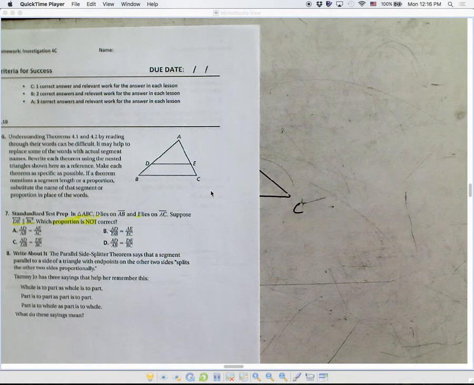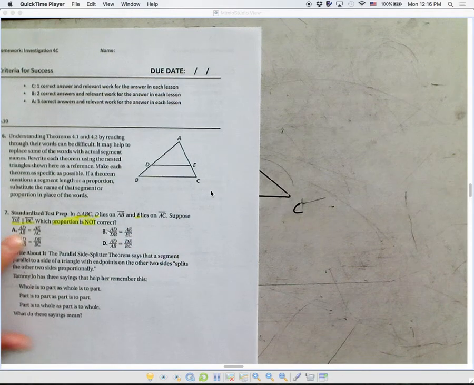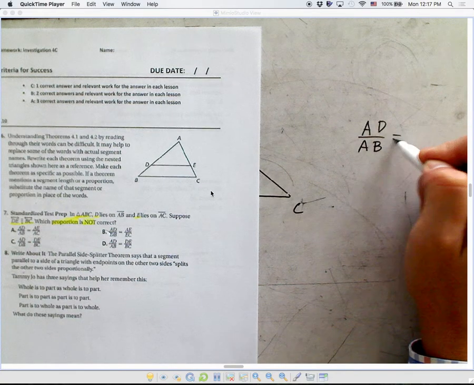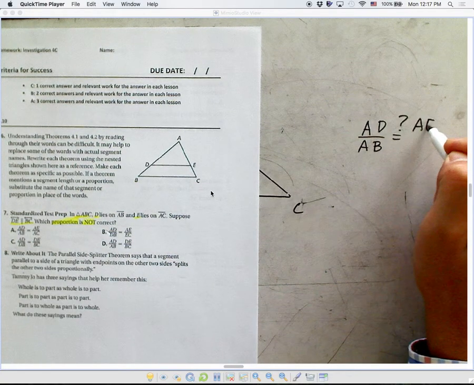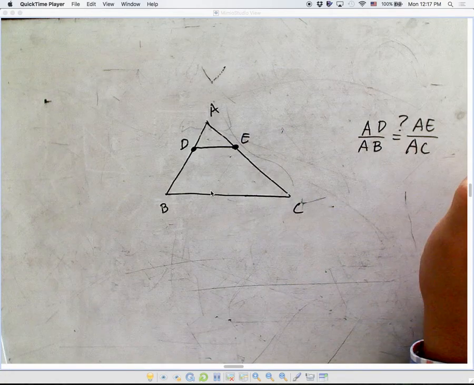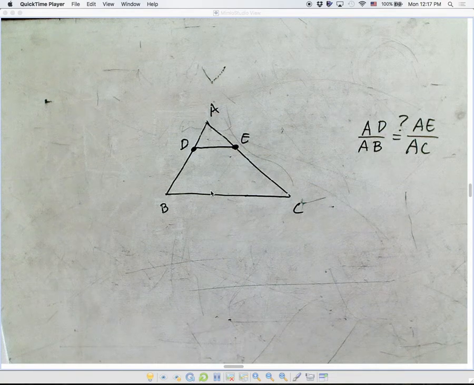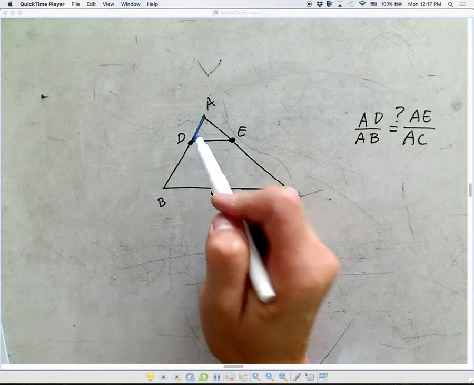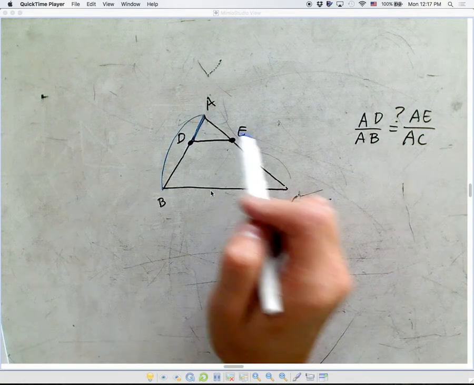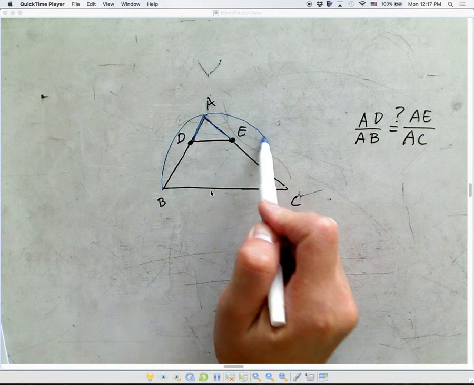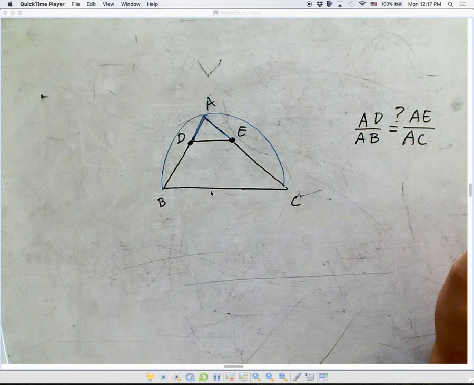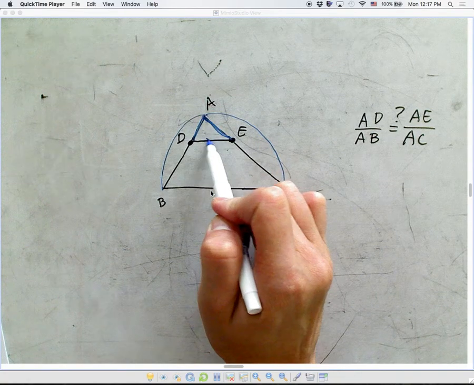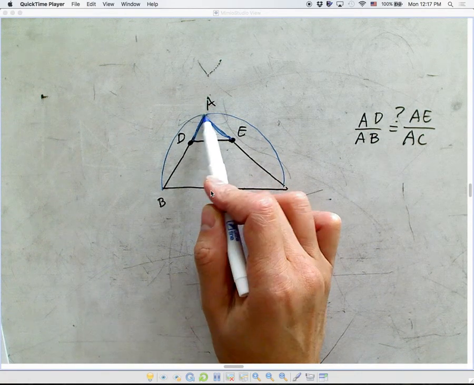AD over AB, is it equal to AE over AC? So let's look at it. AD over AB. Is it equal to AE over AC? By the side splitter theorem, it should be, right? The side splitter theorem says if these are parallel, then part to whole should be exactly the same as part to whole.